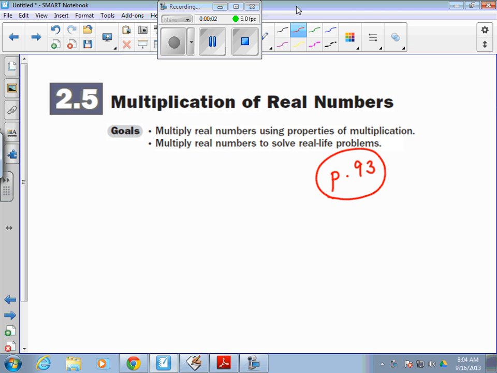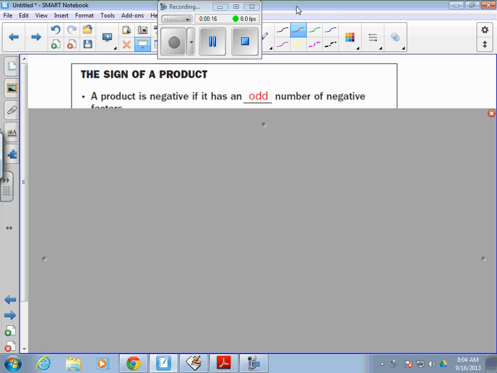Section 2.5, it's multiplication of real numbers. Begins on page 93. Couple of goals: multiplying real numbers using properties of multiplication, and then solving some real life problems with them involved.